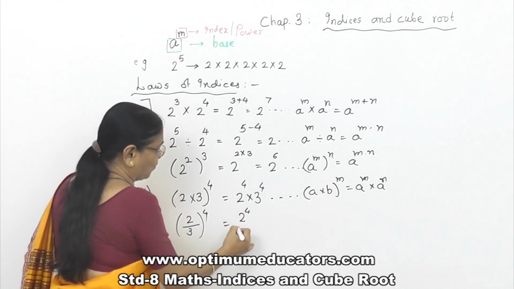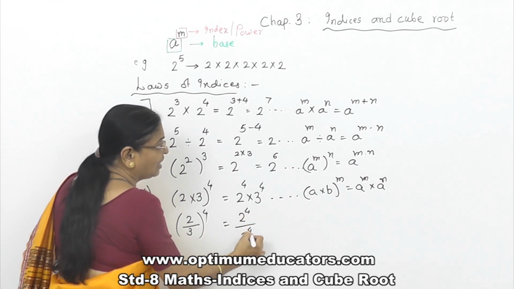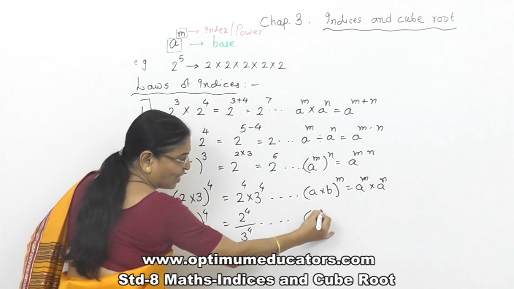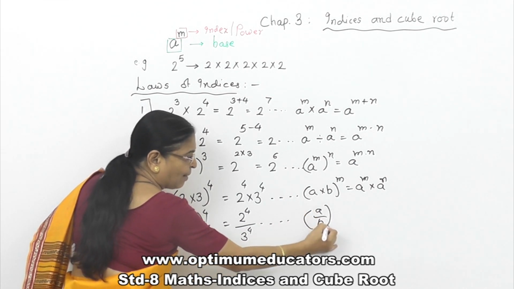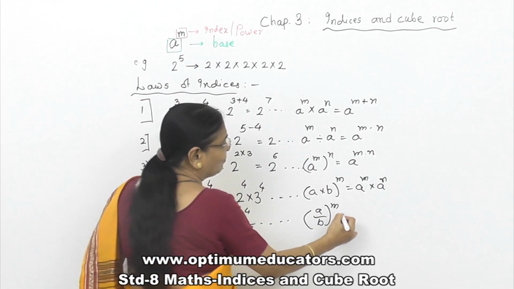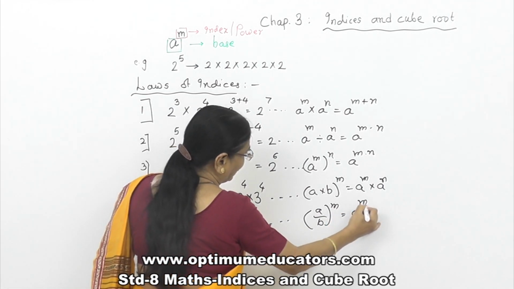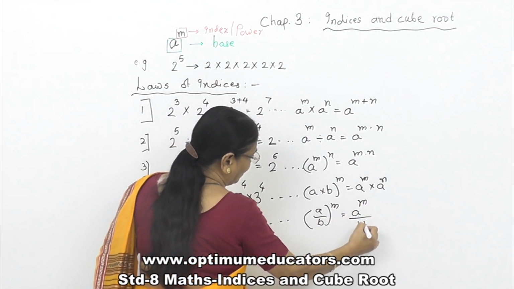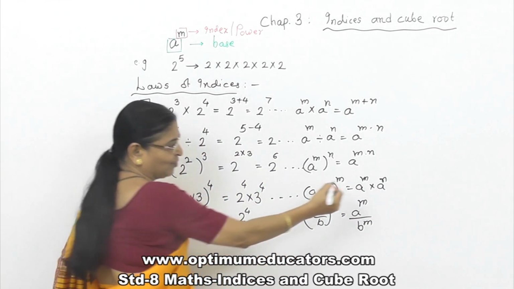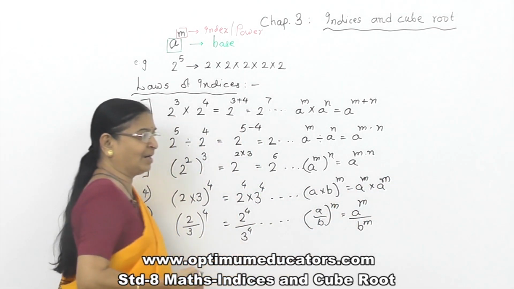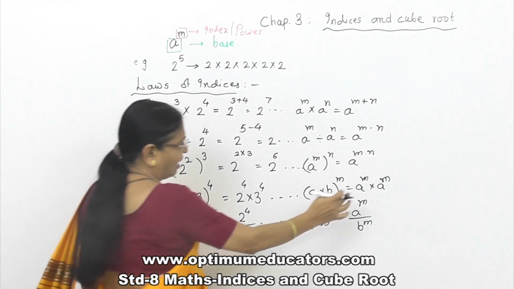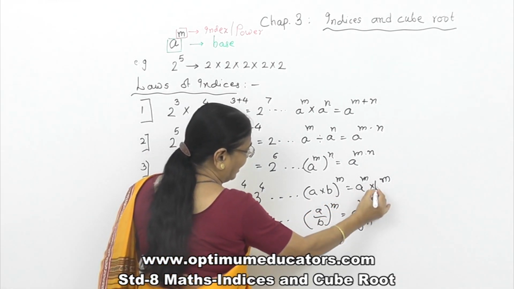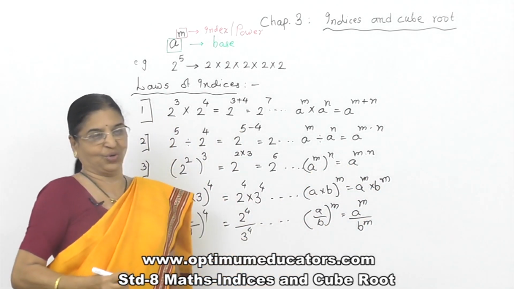2 raised to 4 upon 3 raised to 4. Here also I can write it as (a upon b) raised to m is equal to a raised to m upon b raised to m. Here not m but the same number, and I have to write (a into b) raised to m.